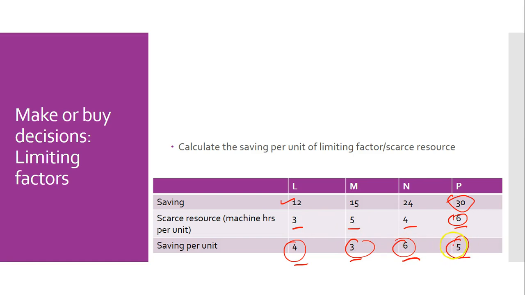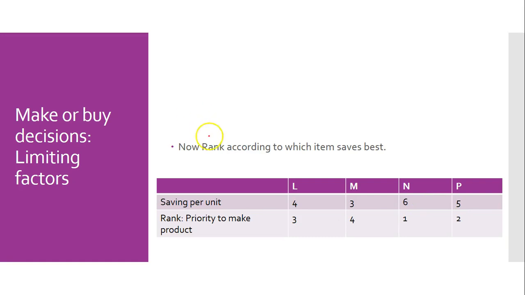It's no longer P being the best, but N. So you make the most savings with N, and then with P, and then with L, and then with M. My next slide shows a ranking. This is the rank that I've applied to this. So I make N in-house first, then P in-house, then L, and then M. And if I needed to buy any from outside, I would probably end up having to buy some resource for M, because it saves the least.